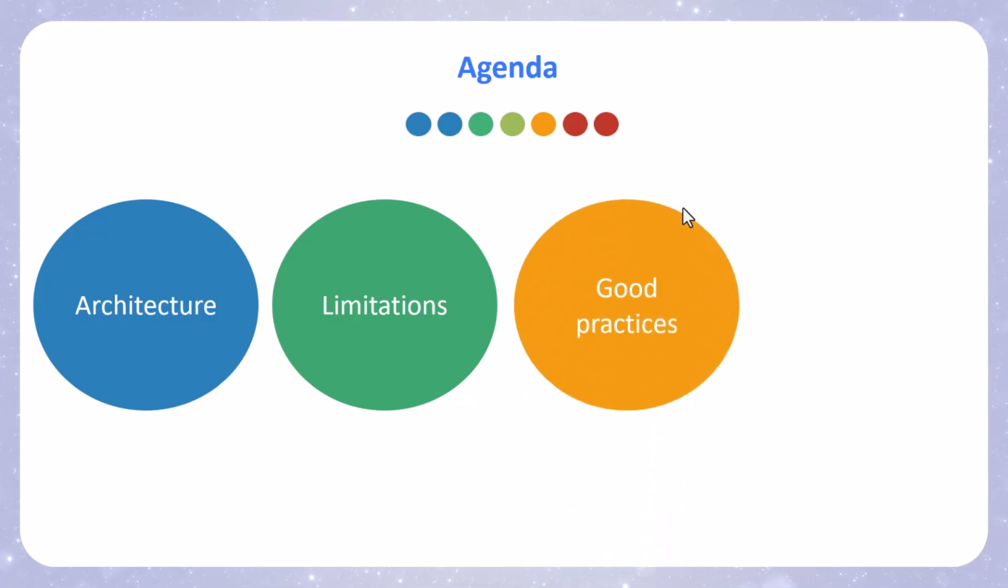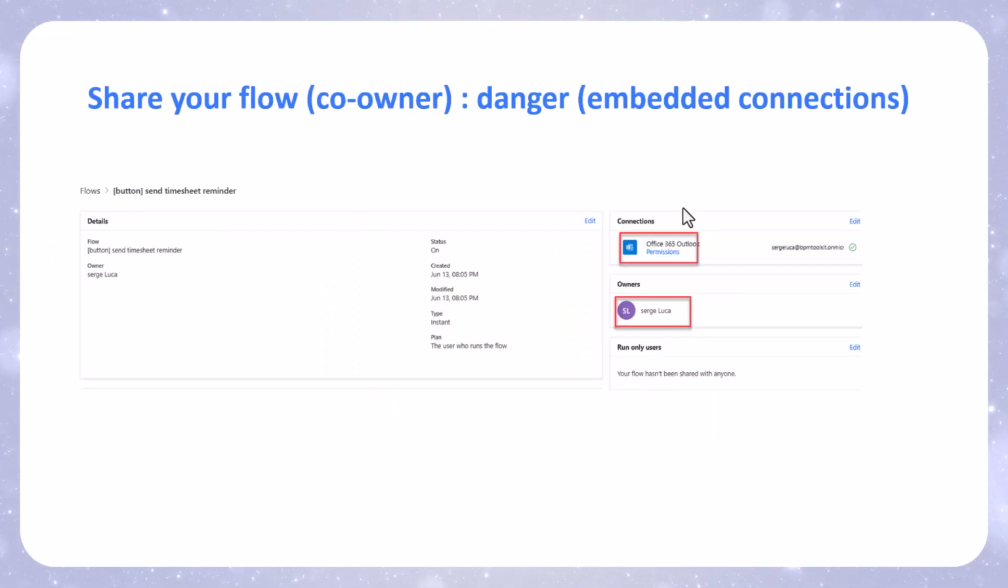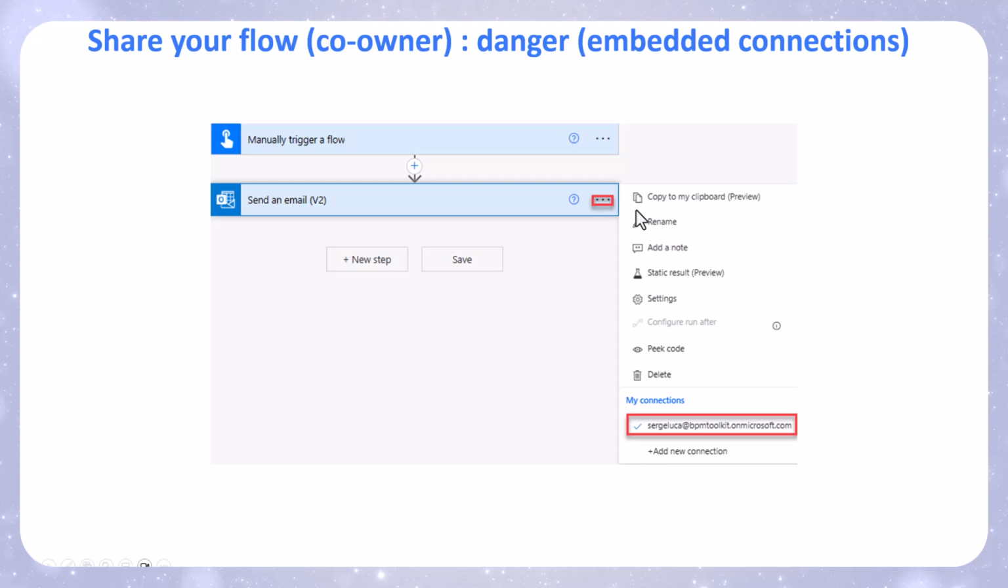All right, so let's talk about some good practices in Power Automate. And I will start with a bad practice. So when you share your flow, let's say you create a flow and you share your flow, there is a risk when you have what we call an embedded connection. So let's say you create a flow that uses the O2 connector. So I'm the owner here, and I'm sharing.